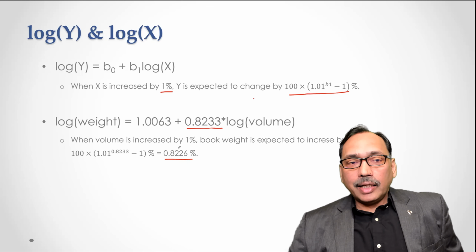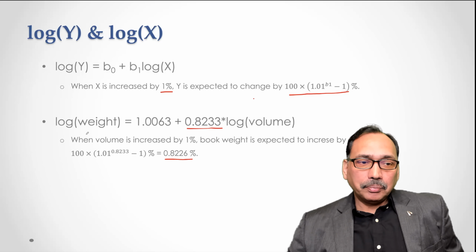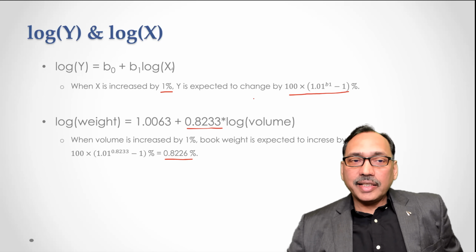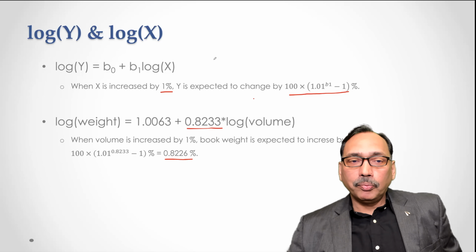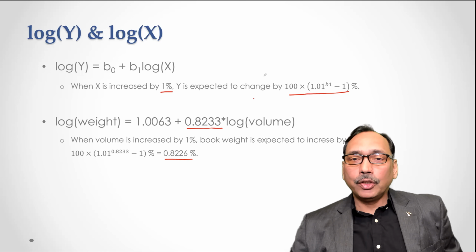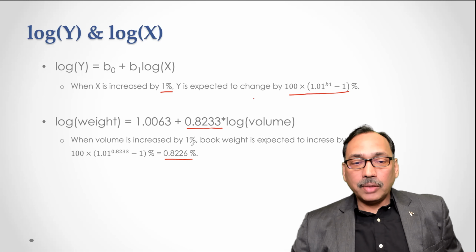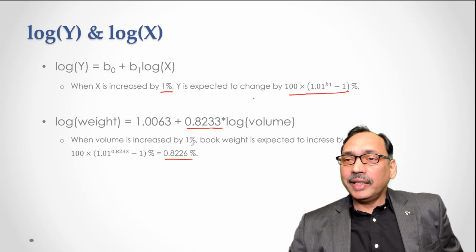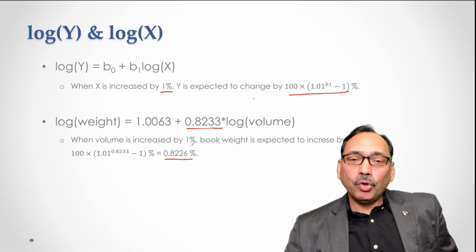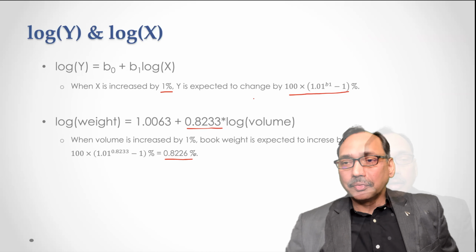Now the interpretation can be extended to multiple linear regression very easily. The only thing we add here, let's say apart from volume, we also had a term for area. So plus B2 area. In those situations, we'll say when volume is increased by 1% and keeping area constant, book weight is expected to increase by 0.822%.